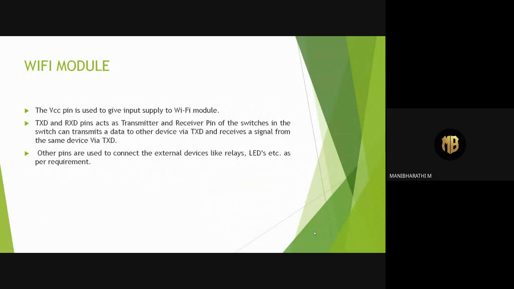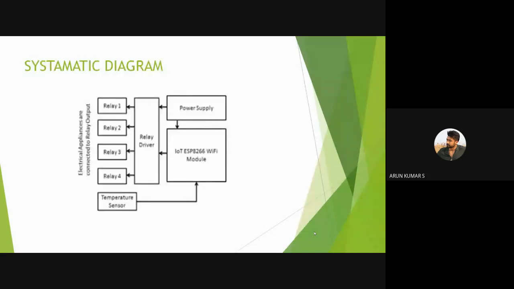The VCC pin is used to give input supply to the Wi-Fi module. The TXD and RXD pins act as transmitter and receiver. This is the schematic diagram of the IoT based junction box. Relays 1, 2, 3, 4 are connected to the relay driver, and the temperature sensor is connected to the Wi-Fi module and the ESP8266 chip.